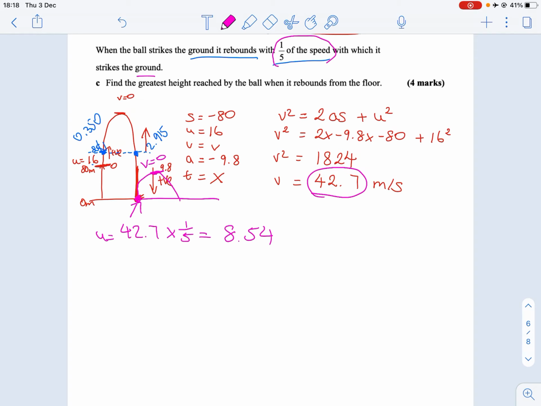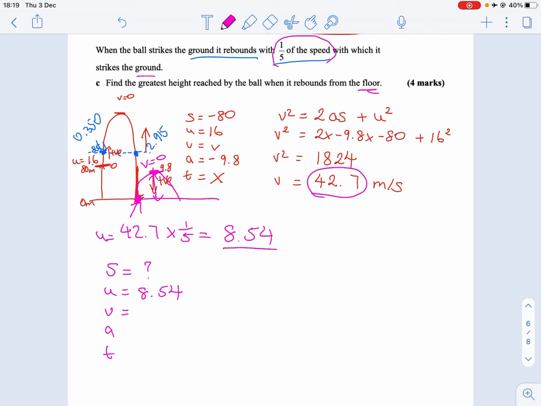So we want to find the greatest height when it rebounds from the floor. We want to find out this distance here. So let's do a SWAT. Remember, we always do our SWAT as our second step. The displacement, which is the height from here to here, is what we want to find out, which we don't know. The initial velocity, which we just worked out, is 8.54.